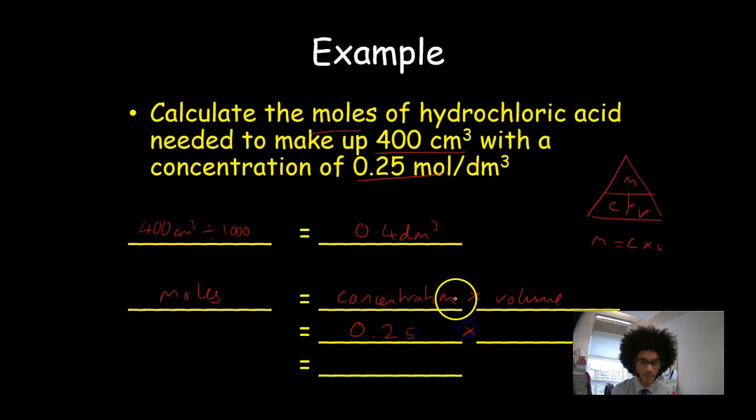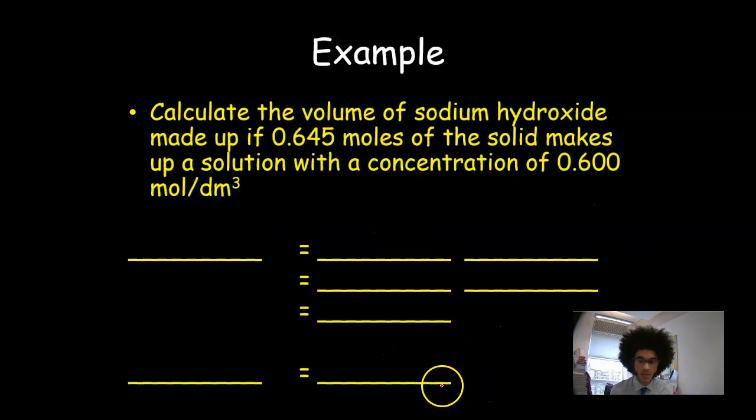Now my concentration is 0.25. And I multiply that by the volume, which is 0.4. Remember, I've got to do decimeter cubed. So 0.25 times 0.4. I think it's 0.1. I'm just going to double check it so I don't make an error. Yep, it's 0.1. Now, because I'm working out moles, I'm just going to write 0.1 moles. Okay, and that's fine. And that's it for that.